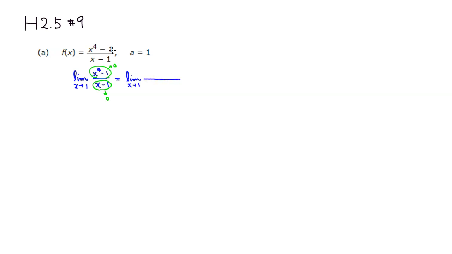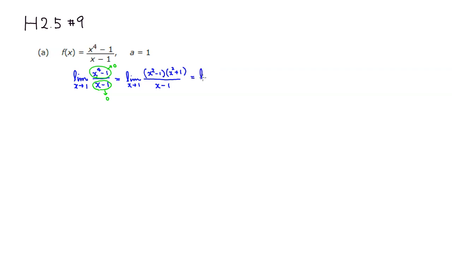So you can think of x to the fourth as x squared, squared. So it's a difference of squares. So we can factor it as (x squared minus 1) times (x squared plus 1), all over x minus 1, right? And we're going to go a little bit further. So we want to factor this one out.